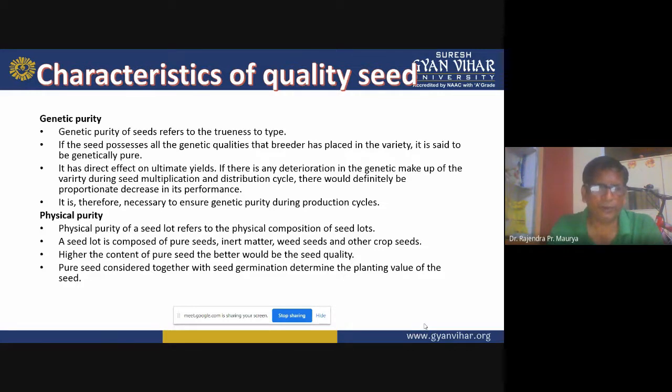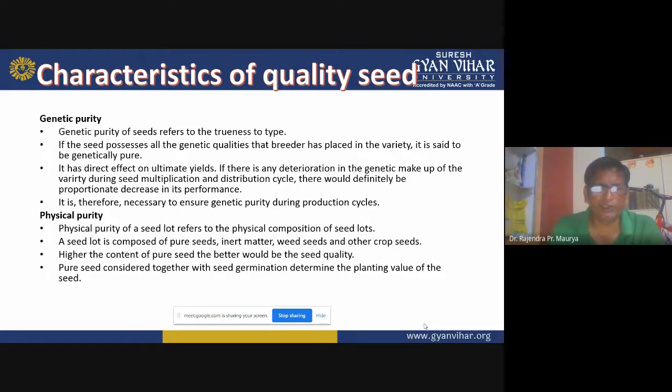And then physical purity. Physical purity of a seed lot refers to the physical composition of the seed lot. In physical purity, I told you, there is a mixture of weed seeds and other inert materials. So we can say a seed lot is composed of pure seeds or inert matters, weed seeds and other crop seeds.